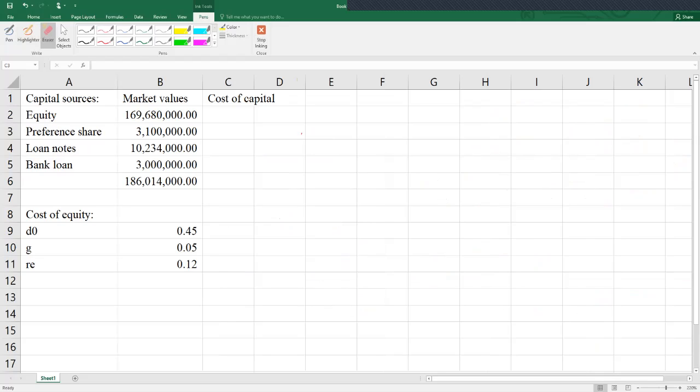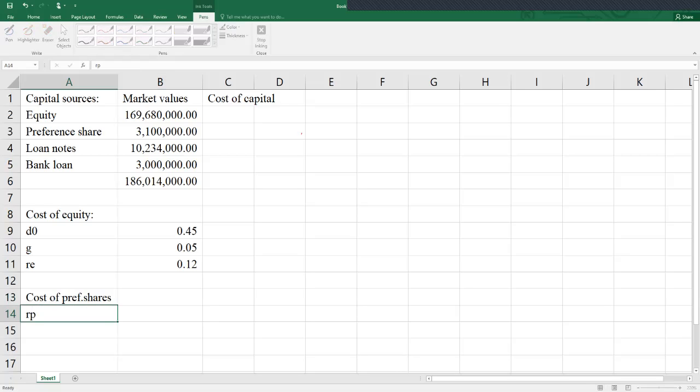Next, this company also has preferred shares, so let's get the cost of preferred shares. In the case of the cost of preferred shares, we said it is the preferred dividend divided by P naught. So we need to get the preferred dividend for this company.